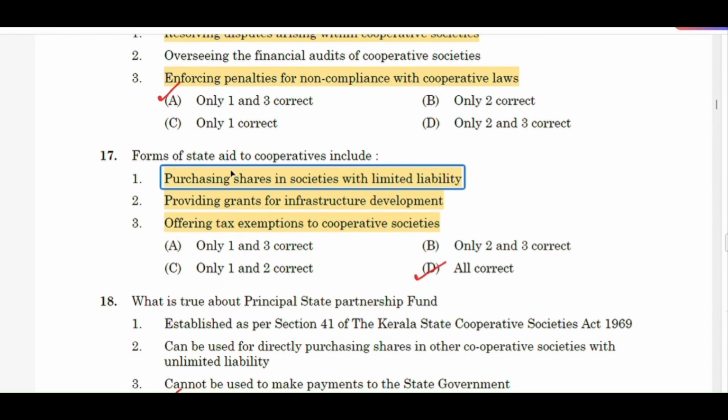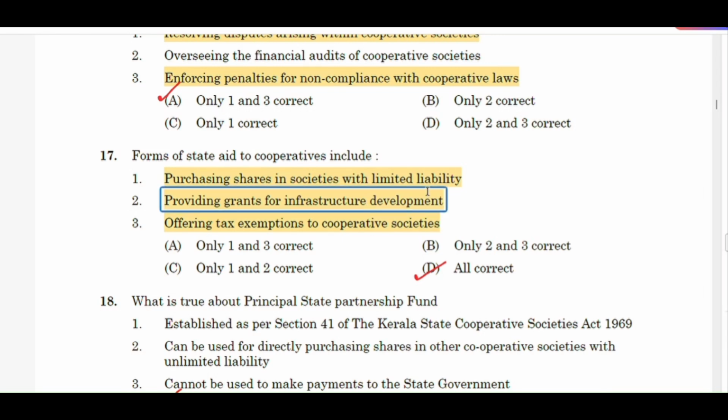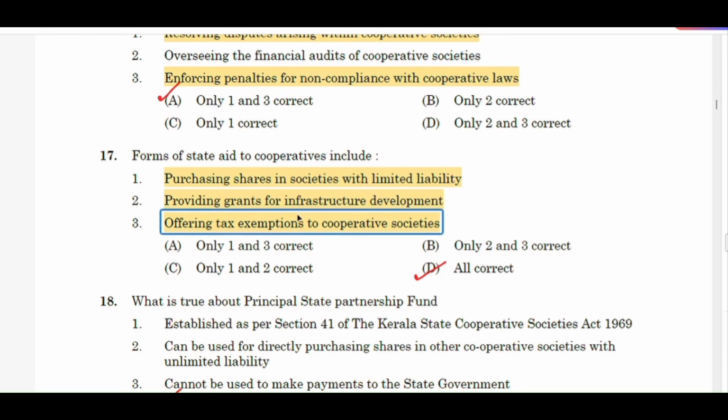Forms of state aid to cooperatives include: answer is option D, all correct. Purchasing shares in societies with limited liability, providing grants for infrastructure development, offering tax exemptions to cooperative societies.